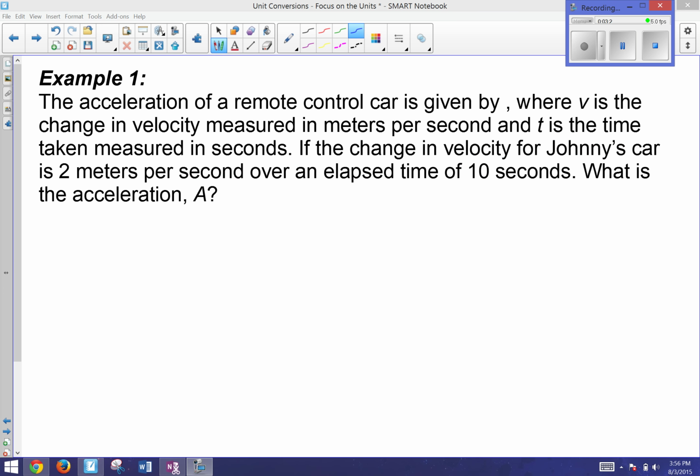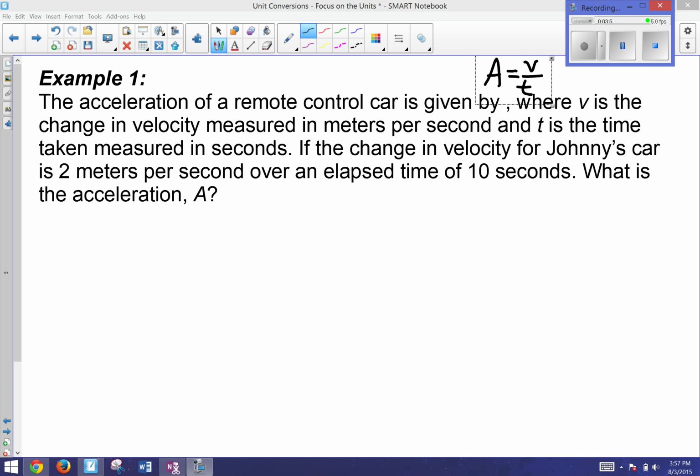Now let's look at another example using a dimensional analysis ladder. The acceleration of a remote control car is given by acceleration equals velocity over time, v over t. That didn't copy, so I had to write it in there for you. Where v is the change in velocity measured in meters per second, and t is the time taken measured in seconds. If the change in velocity for Johnny's car is 2 meters per second over an elapsed time of 10 seconds, what is the acceleration?